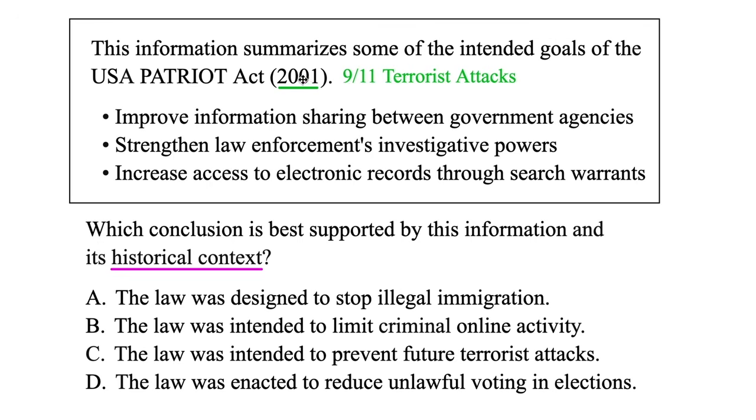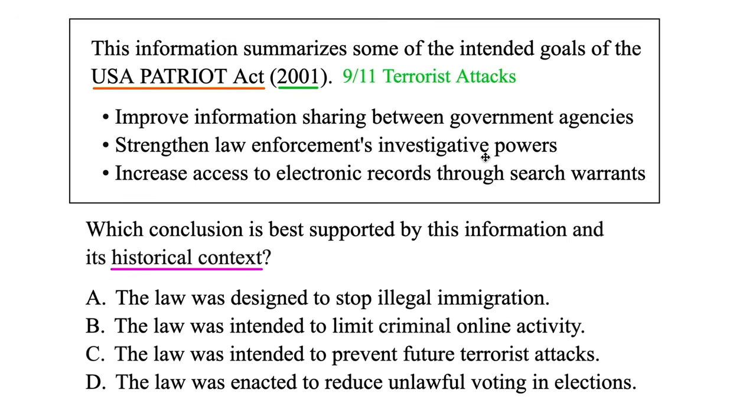So knowing this event happened in 2001, that can help us find the correct answer, or why this law was designed in the first place. Okay, let's go ahead and read it. This information summarizes some of the intended goals of the USA Patriot Act that was passed in 2001. The first one, improve information sharing between government agencies. The next one, strengthen law enforcement's investigative powers. And the third one, increase access to electronic records through search warrants.